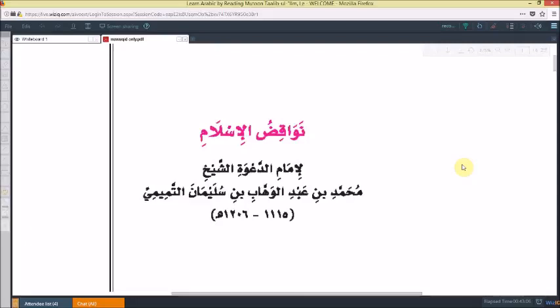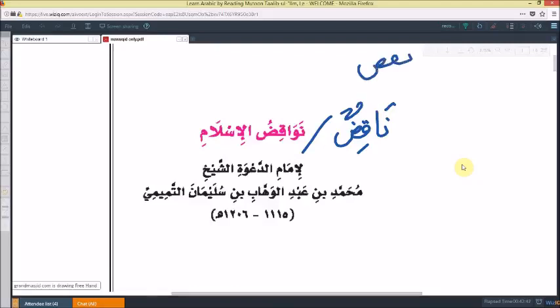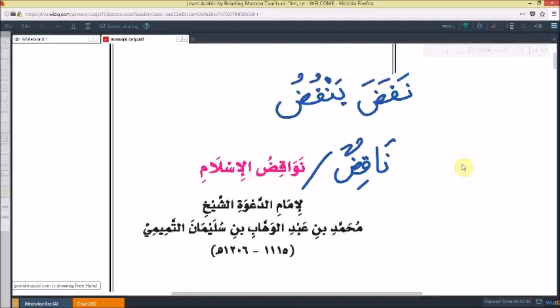So this book, Nawaqid-ul-Islam, as we all know, is the Nullifiers of Islam. The singular of Nawaqid is Naqid, from Naqada yanqudu. That's the verb. Naqid means to nullify, to destroy, to annihilate, to cancel out Al-Islam. To nullify Islam. To make void Al-Islam.